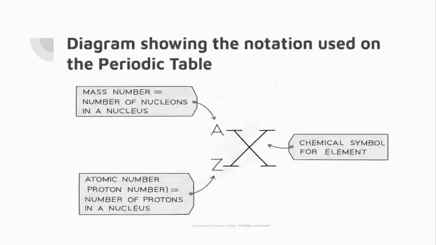The diagram shows the notation used in the periodic table, whereby the mass number of a nucleus is represented by the letter A, and the atomic number or proton number, which is equal to the number of protons in a nucleus, is represented by the letter Z, and X is the chemical symbol for that element.